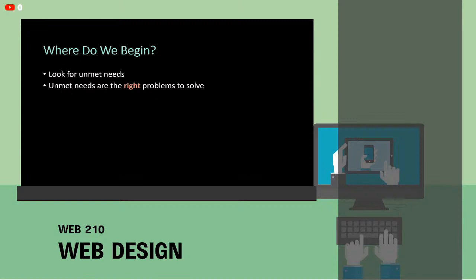Where do we begin? We begin by looking for the unmet needs. And our unmet needs are where those right problems to solve are. And when we say needs, we're contrasting needs with wants here. What needs are going unmet? There's where we start to solve problems.